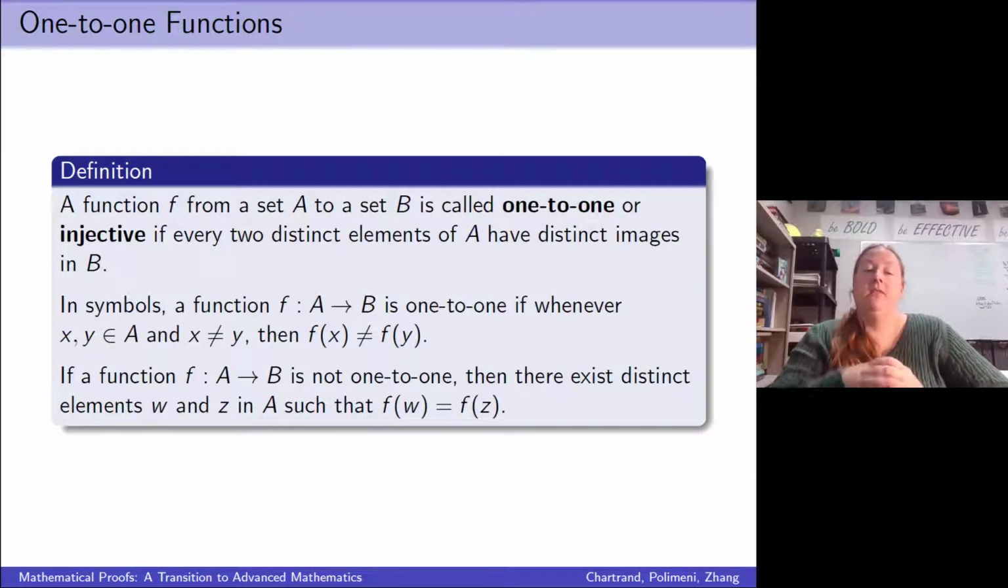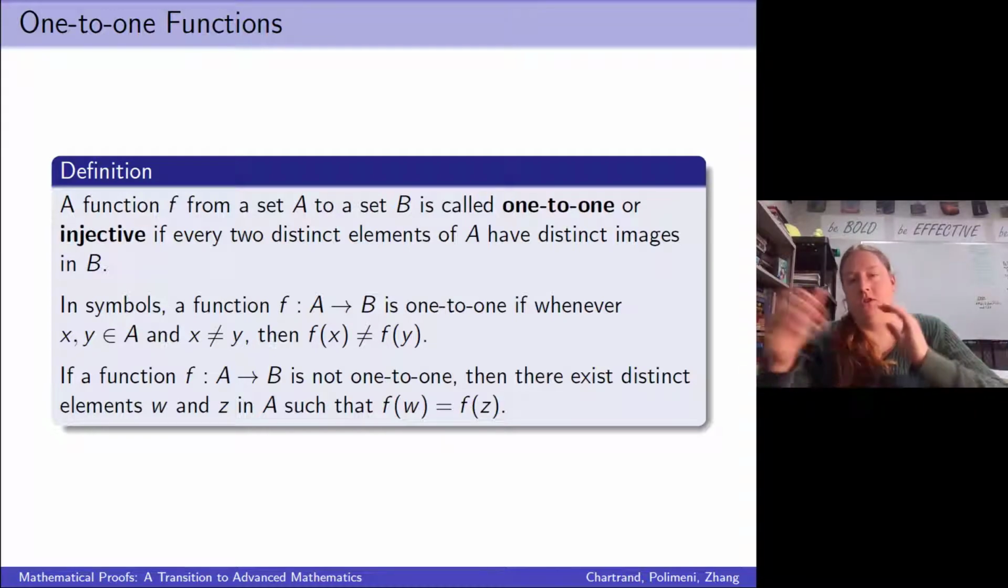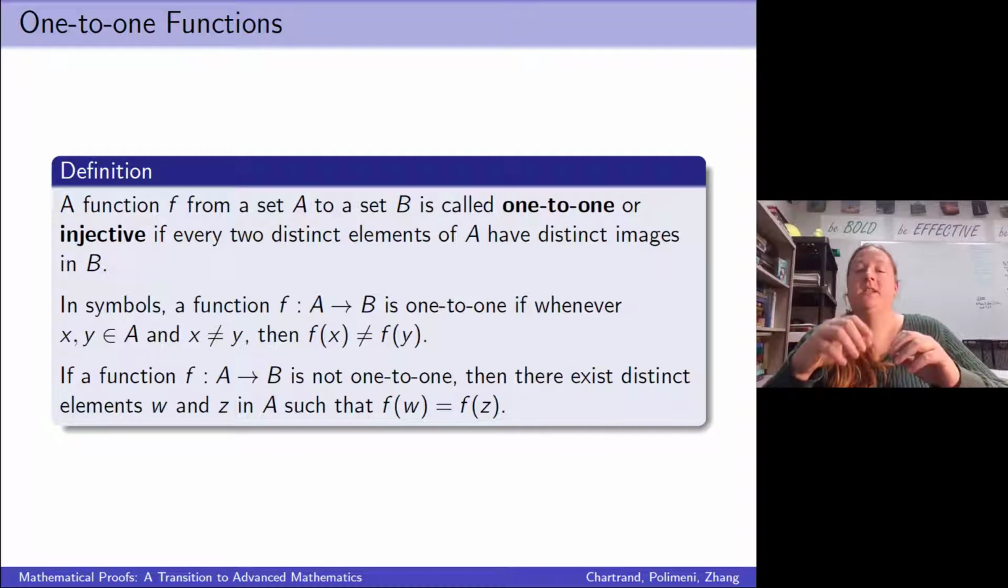So one property that functions can have that can be really descriptive of it is it could be one-to-one or injective. So we use those words interchangeably. A function f from a set A to a set B is called one-to-one or injective if every two distinct elements of A have distinct images in B. In symbols, we say x and y are elements in A, and x is not equal to y. Well, then f of x does not equal f of y.